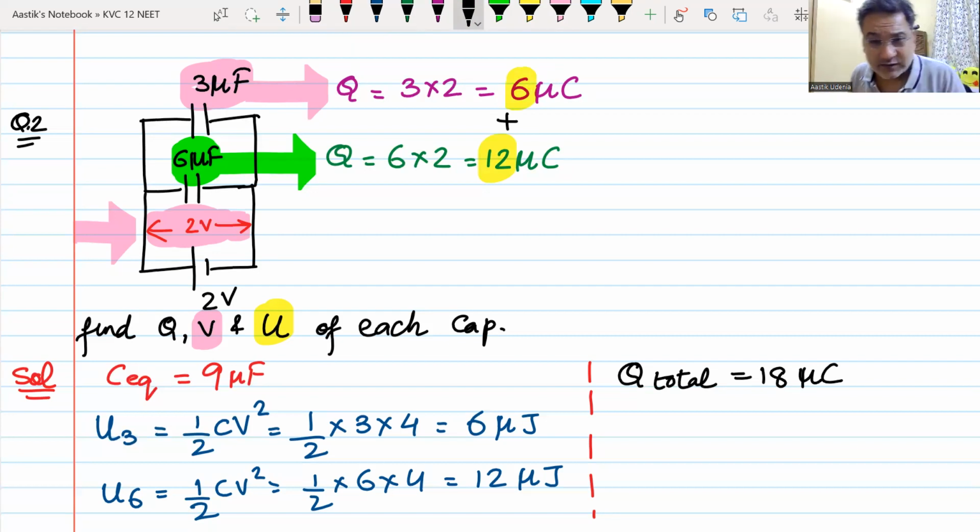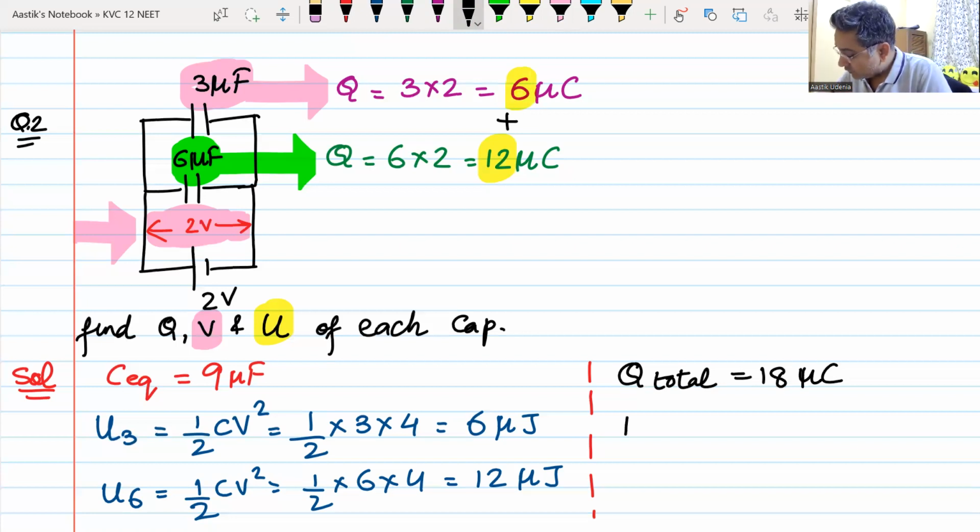which is the same answer, Abhinam, that you are getting, because this is nothing but equal to C equivalent multiplied by V. C equivalent is 9, 9 multiplied by 2. You will again get the answer in that way also.